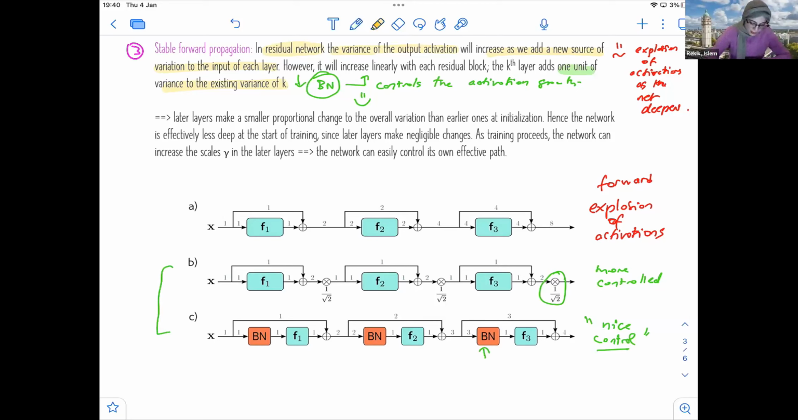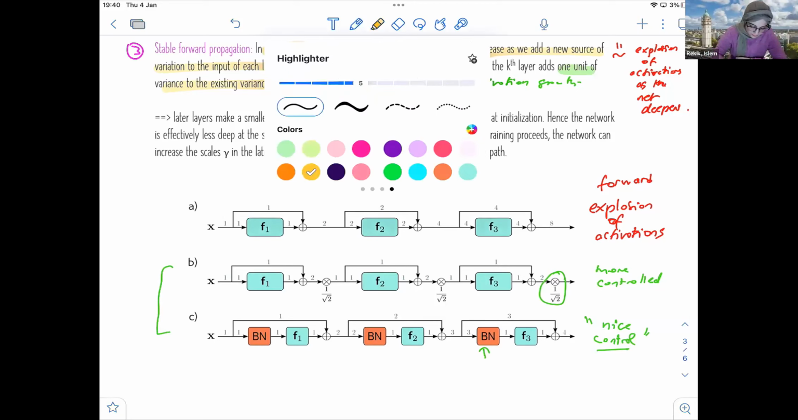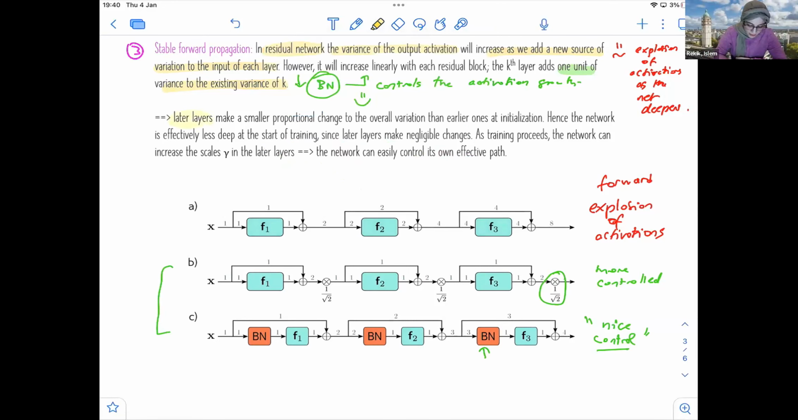Another point to add at the end of this is that the later layers make smaller proportional change to the overall variation than earlier ones at initialization. So the problem with BN is that this is not a good effect. These later layers will not contribute much to the learning, okay? Why is that? This is also explained.